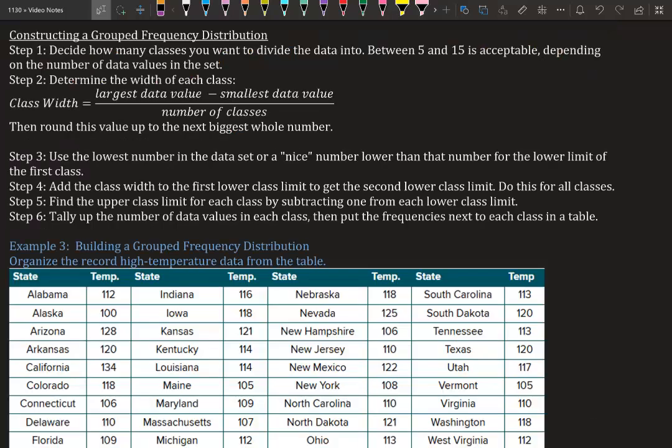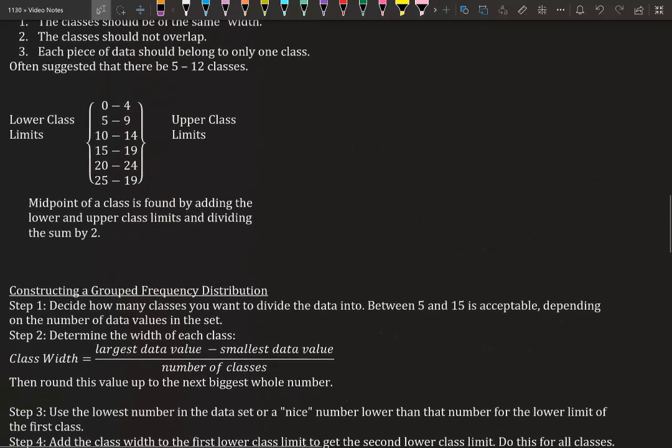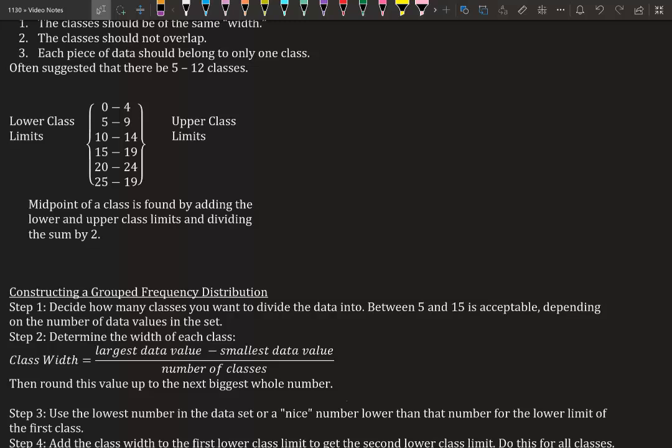Constructing a grouped frequency distribution. Decide how many classes you want to divide the data into. Between 5 and 15 is acceptable, depending on the number of data values in the set. That is up to you. I know I said 5 to 15 here, and then I said 5 to 12 there. I'm going to say 6 to 8 in the next one. It's really up to you.